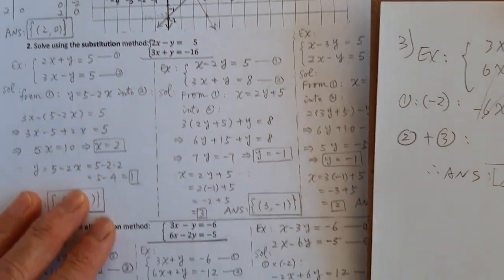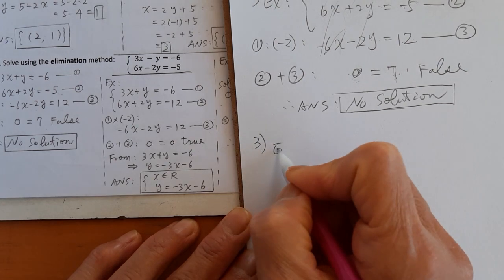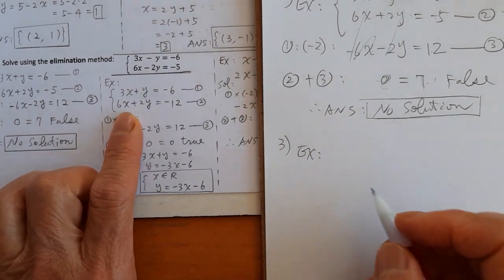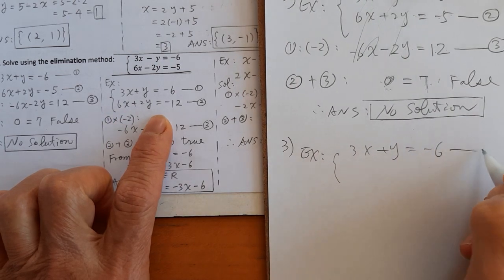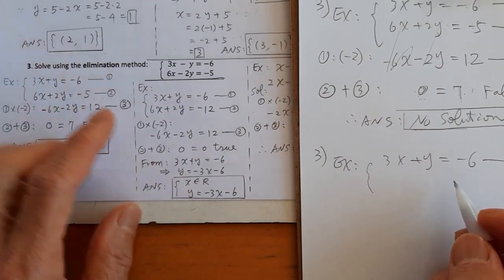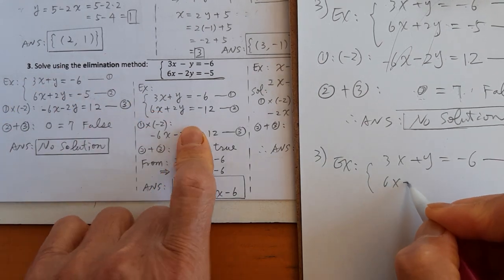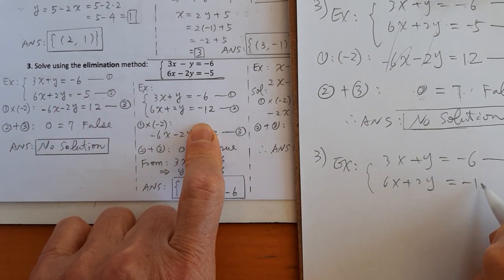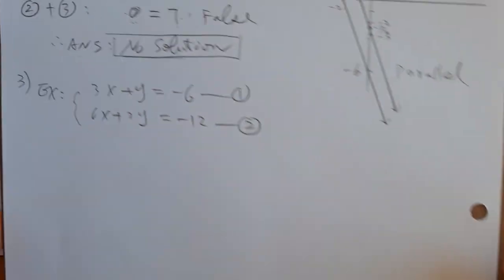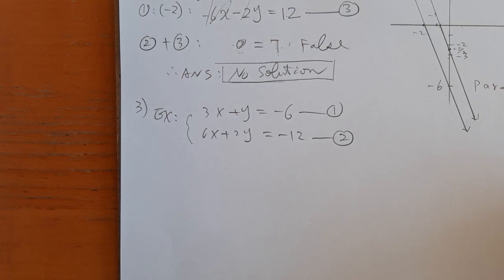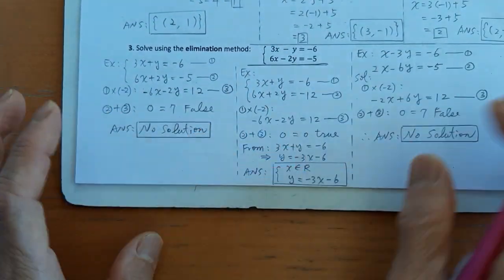The second one, another example for question 3. Another example, this one. Still 3x plus y equals negative 6, the same as this. But here, 6x plus 2y is equal to negative 12. That's the second equation. Now you can do it either way. You can study my work.